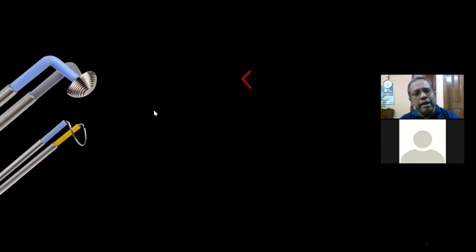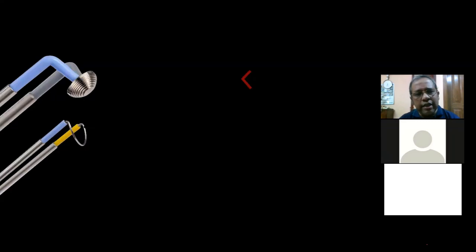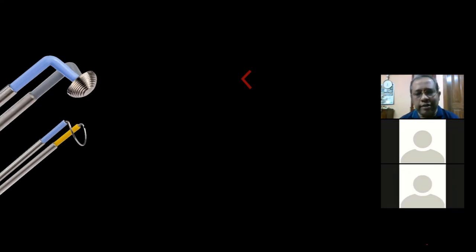Whenever that button is rubbed, the tissue becomes vaporized. But here, the loop cuts the tissues and moves them out. This is called the resection of the prostate, and this is called the vaporization of the prostate. The difference is that in vaporization, you are not able to take the tissues because the tissue is vaporized. But in resection, you are able to take the tissue for histopathological examination. This is the main difference.